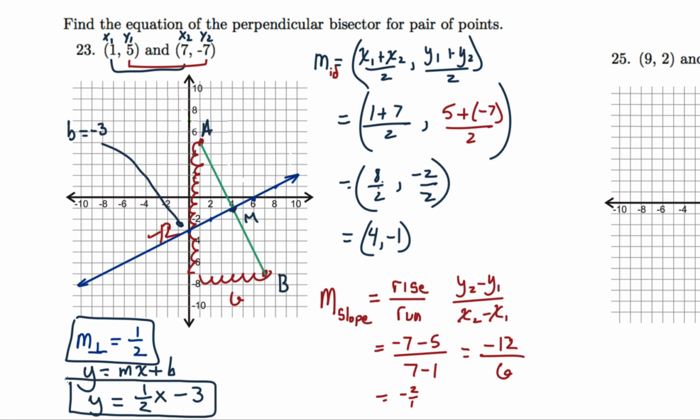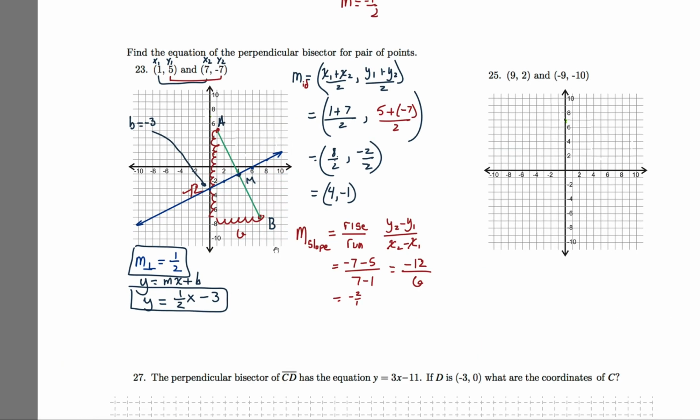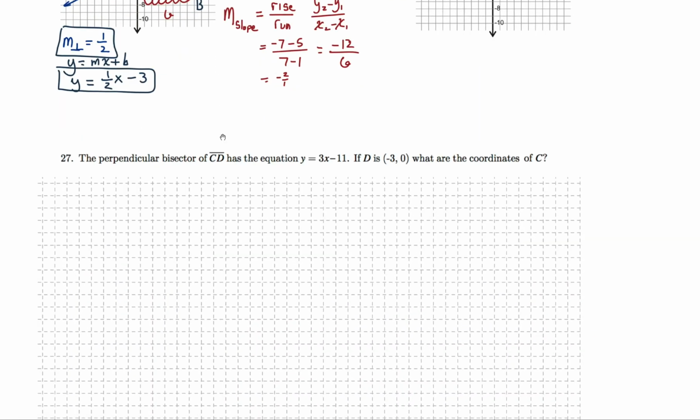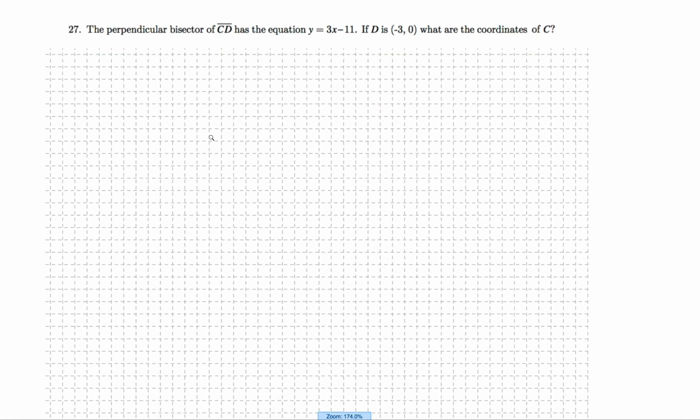And that's it. Some work here, okay? Midpoint, slope, negative reciprocal, graph a line. Where does it cross the y-axis? You guys got 25 and 27. Okay, so 27.